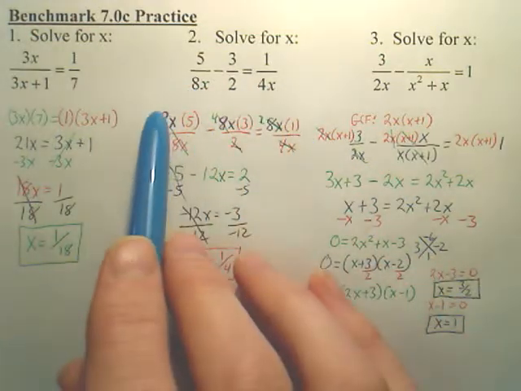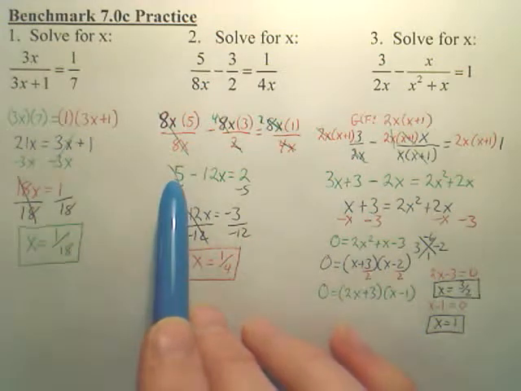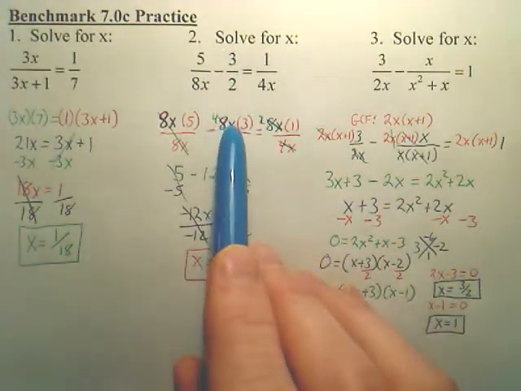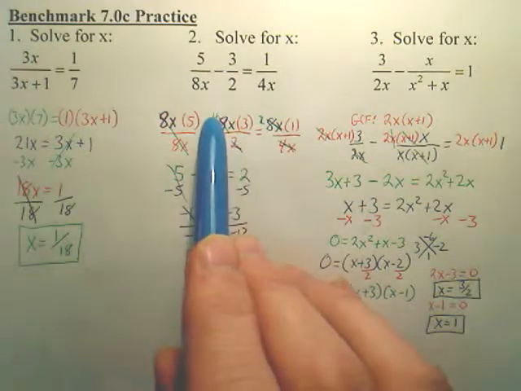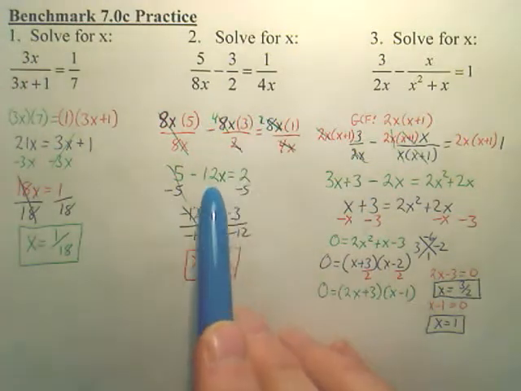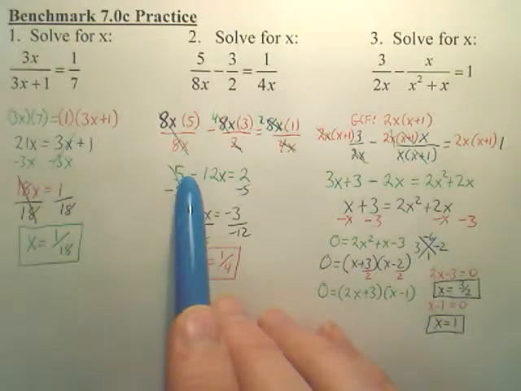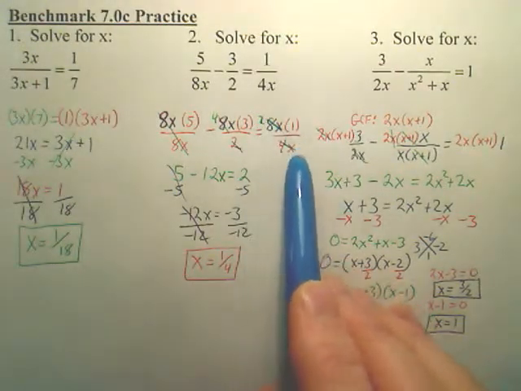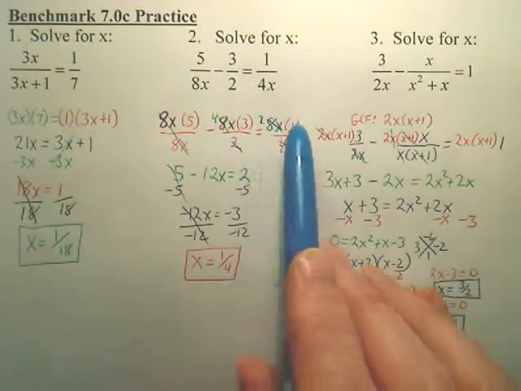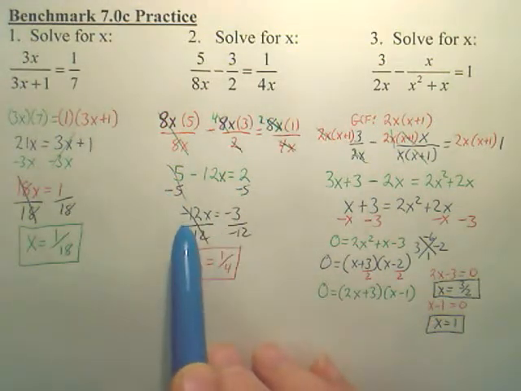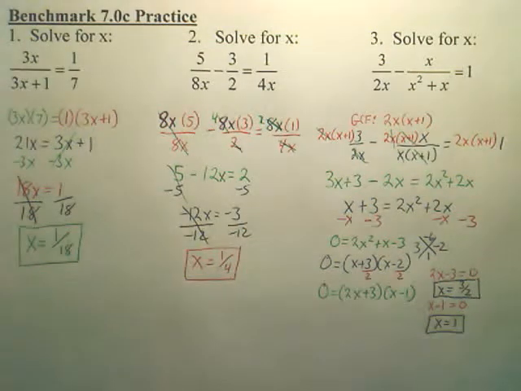Because watch what happens. When you multiply this one, it cancels, leaving you 5. When you multiply this one right here, the 8 over x, the 8 cancels with the 2, leaving you 4. 4x times 3 is 12x, the minus. And then when you cancel 8x with 4x, that leaves you a 2 on top. 2 times 1 is 2. Now it's a simple problem. Solve. Minus the 5, divide by negative 12, 1/4.